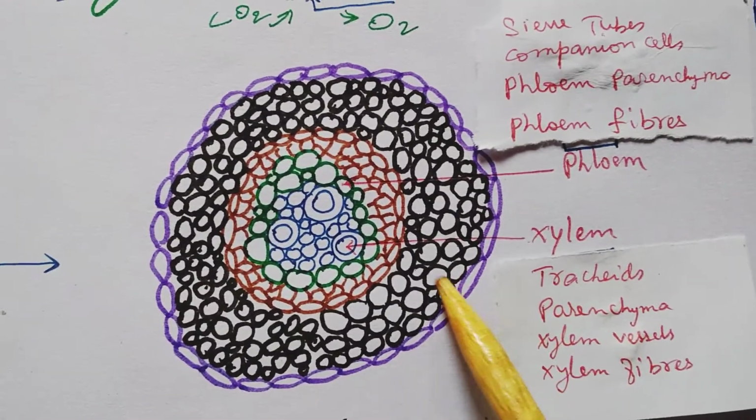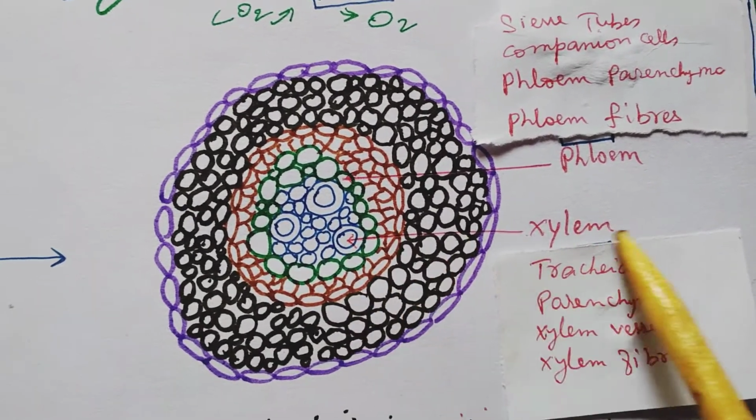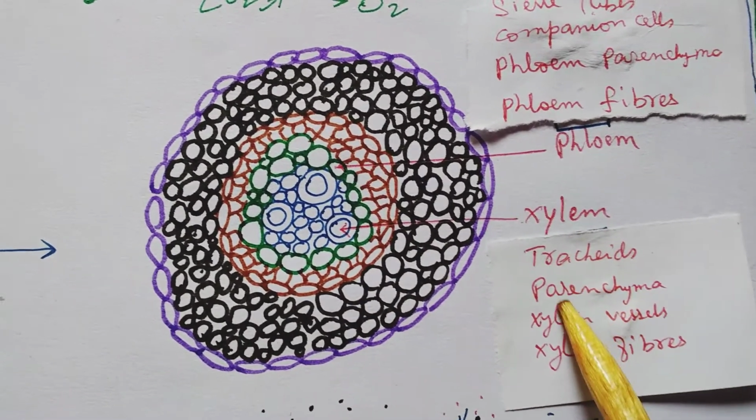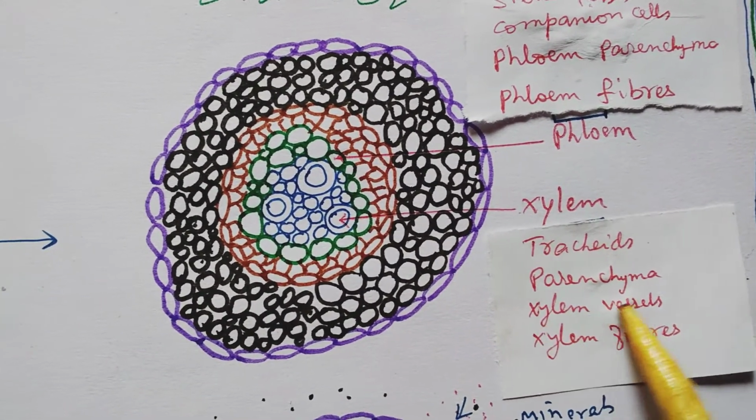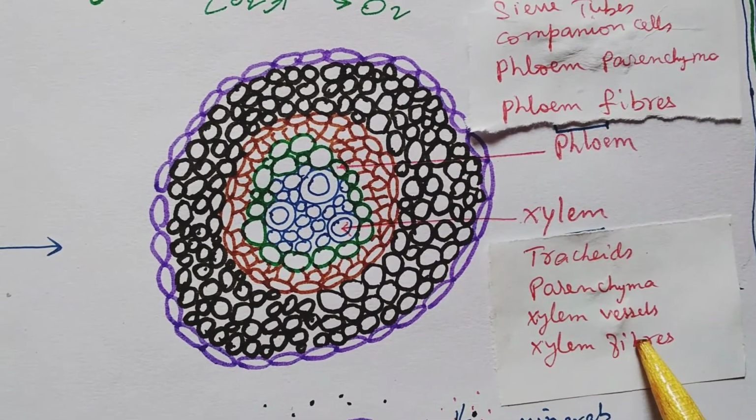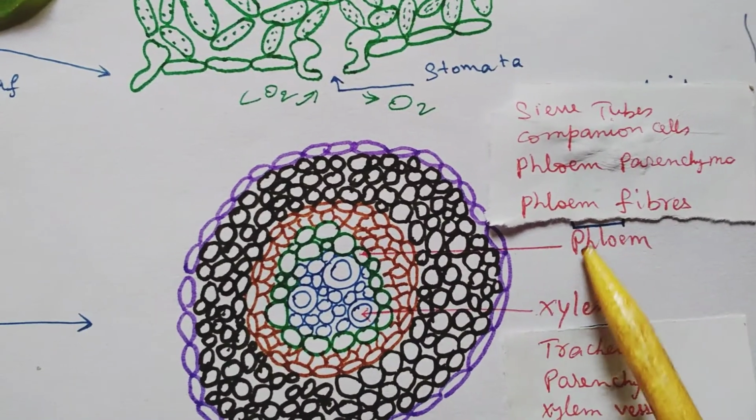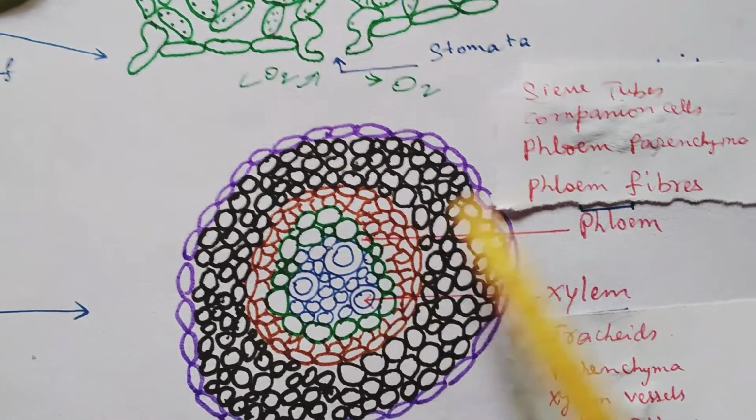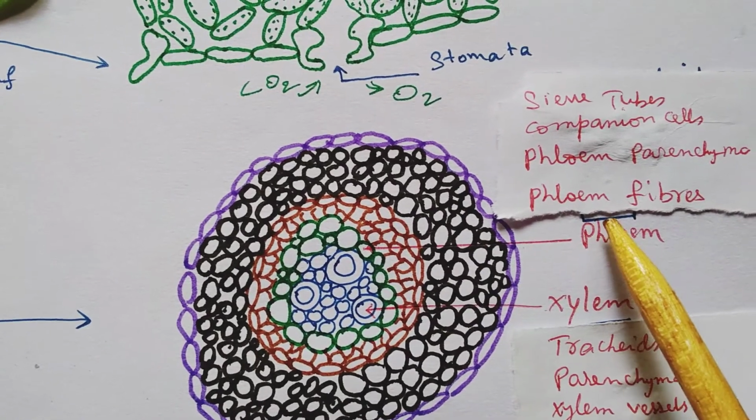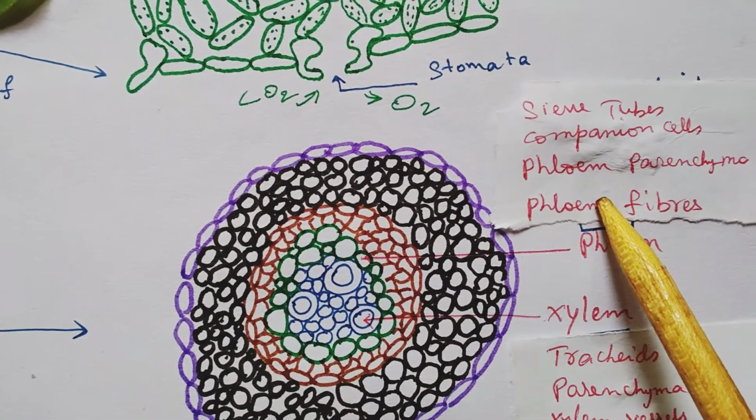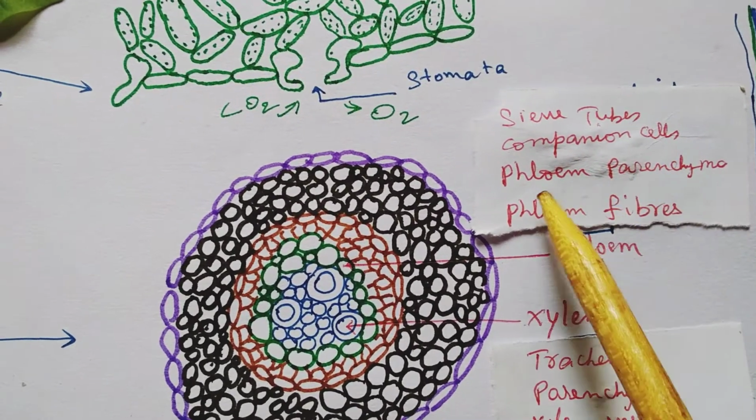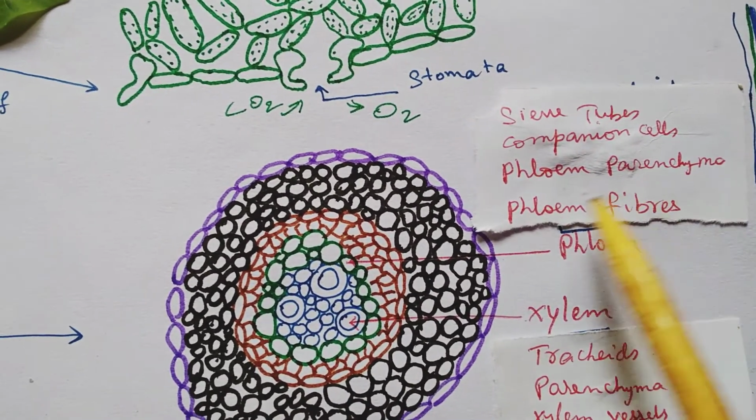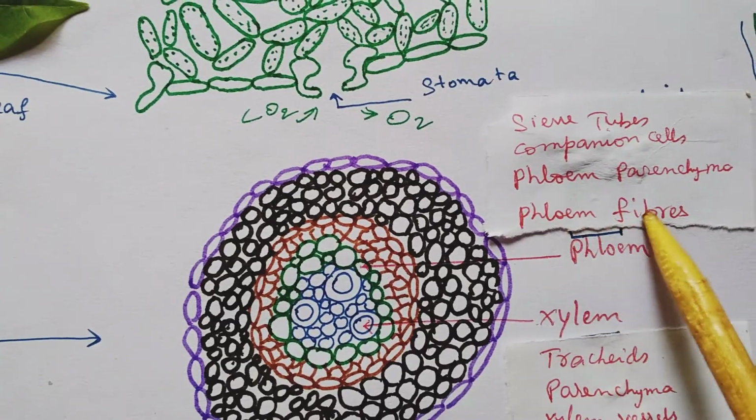And the xylem has 4 types of cells, which we call tracheids, parenchyma, xylem vessels, and xylem fibers. And phloem, this green one, also has 4 types of cells: the sieve tubes, the companion cells, the phloem parenchyma, and phloem fibers.